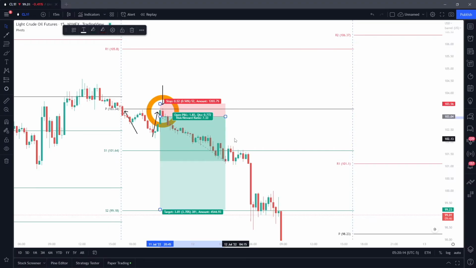And let's see actually what would happen with this trade. Now let's bear in mind that of course every trader is different. Some would like to scalp for a few points and some would be able to hold for a little bit longer.